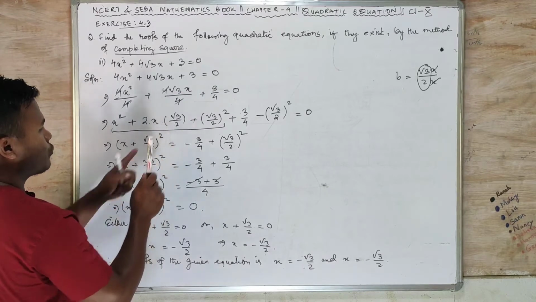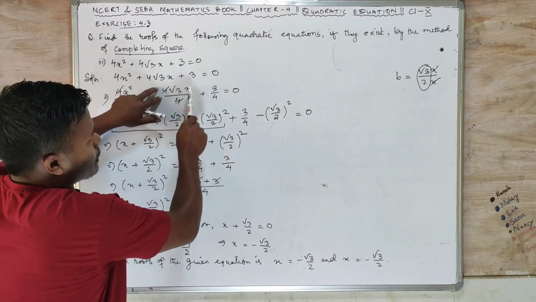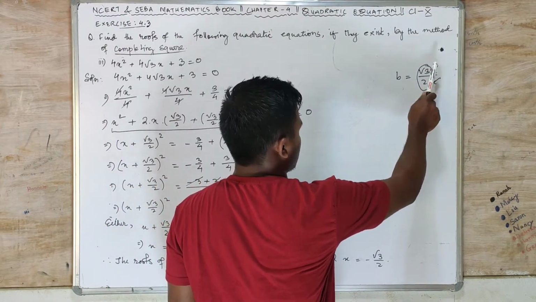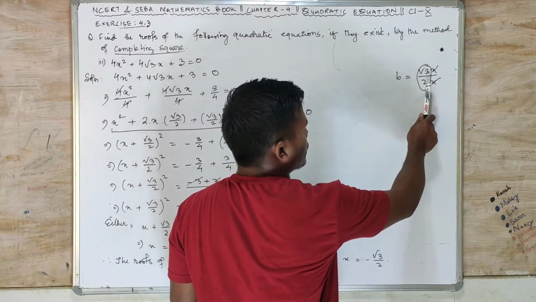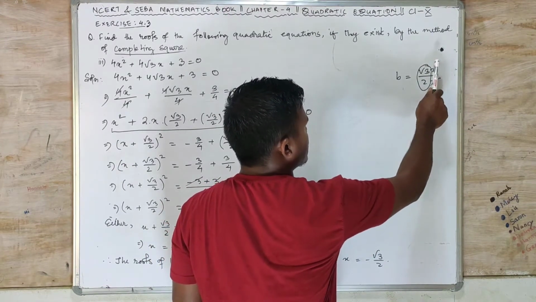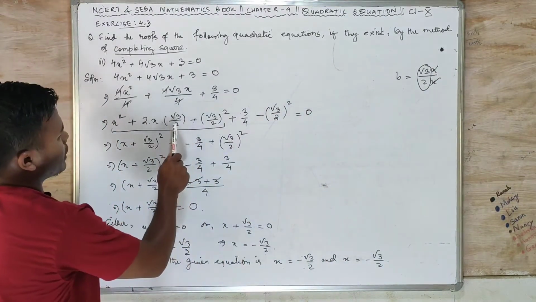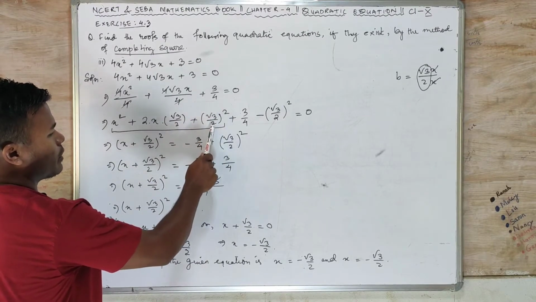2a, b part. How to get the b part? Yes, I have told you. After cutting this 4 and 4, root 3x you have got it. So this is b value, root 3x. And then I told you that the second term should be divided with the 2a value. What is your 2a value? 2x. X and x cancel. So your b value will be root 3 divided by 2. So root 3 divided by 2 is your b value. Plus b square, root 3 divided by 2 whole square.